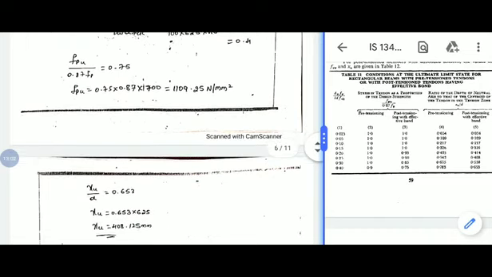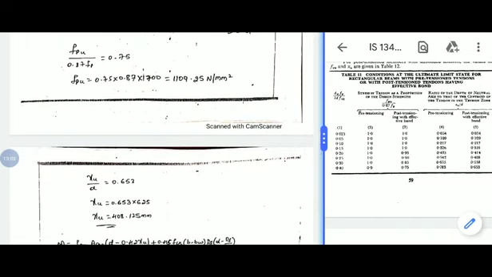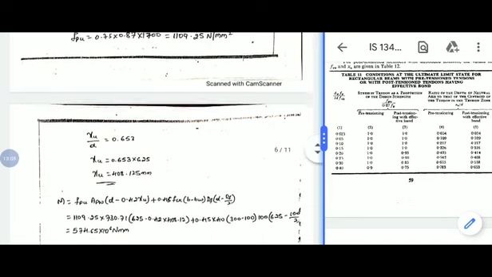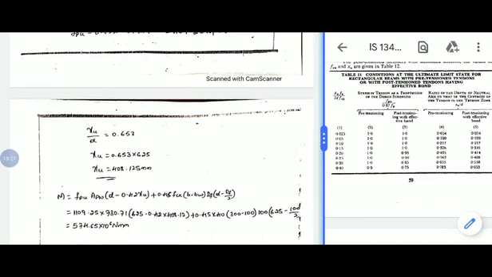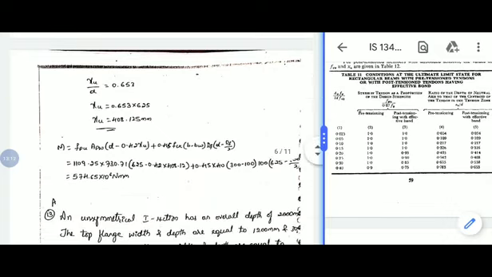By selecting the values, we can calculate FPU. It is 1109.25 Newton per mm square and XU is 408.125 mm. Then considering the moment equation and substituting all the values, we get 574.65 kilonewton meter as the ultimate moment capacity, or ultimate flexural strength, of the member.